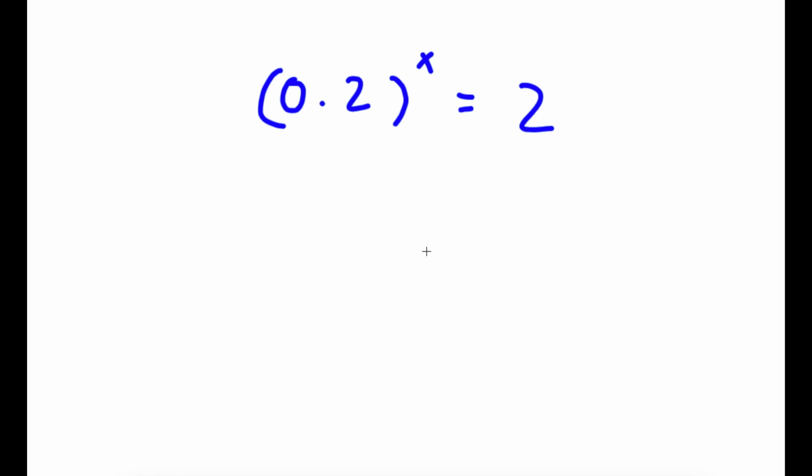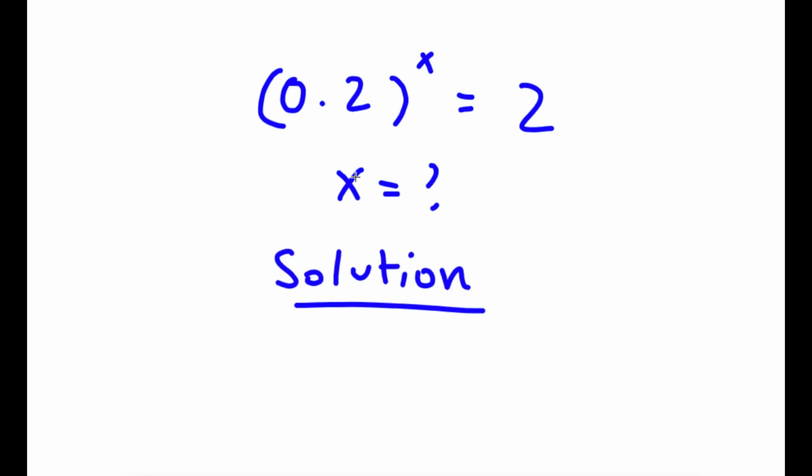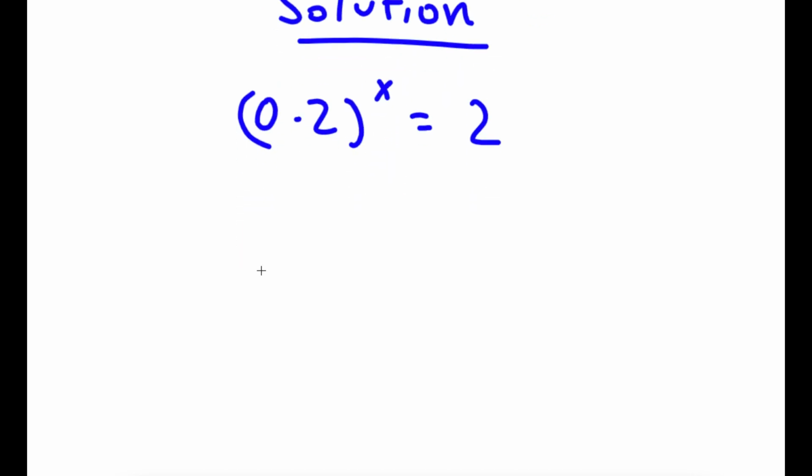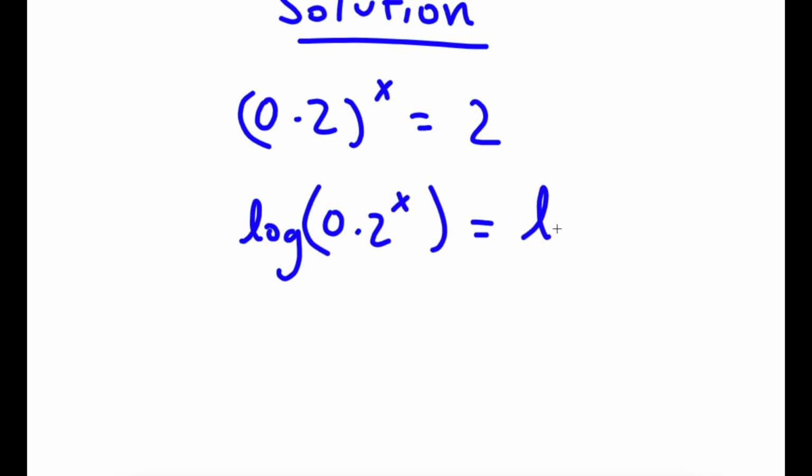Alright, so in this problem, I have 0.2 to the power of x is equal to 2. So for this problem, I want to find the value of x. So for my solution, first start with 0.2 to the power of x is equal to 2. Now I'm going to take the log on both sides. So I have log of 0.2 to the power of x is equal to log 2.